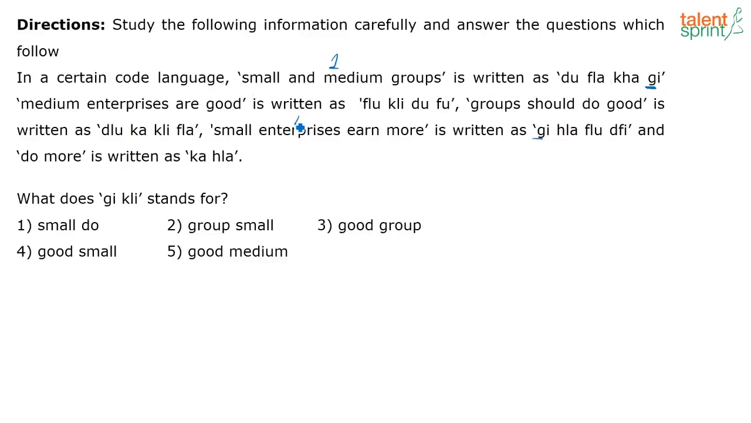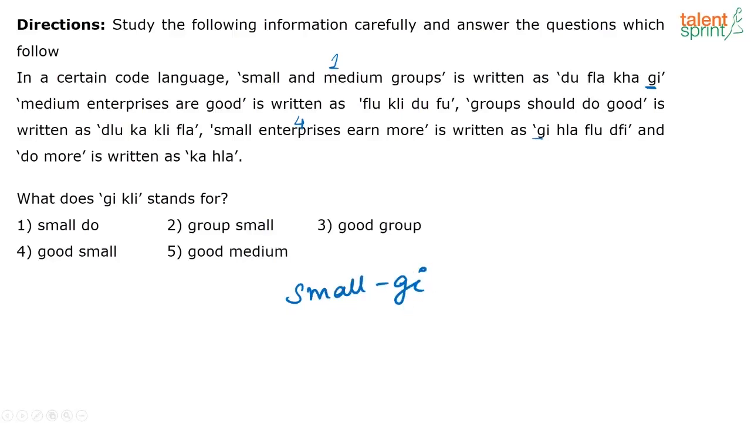So if you compare this 1 and 4, which is the common word that is there? Small and medium groups, small enterprises earn more. So the only word that is common is small. So I can say that the code of small is GI.